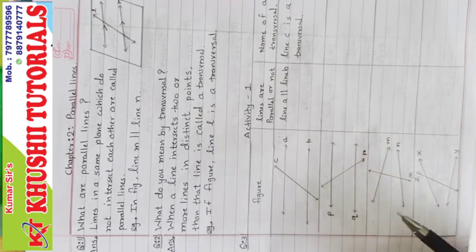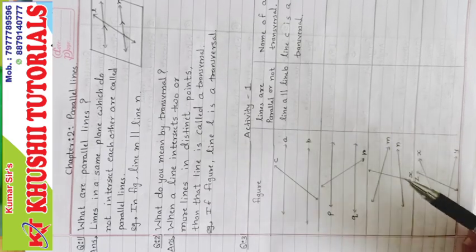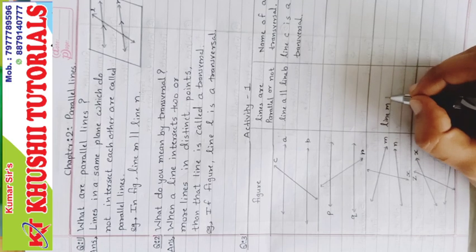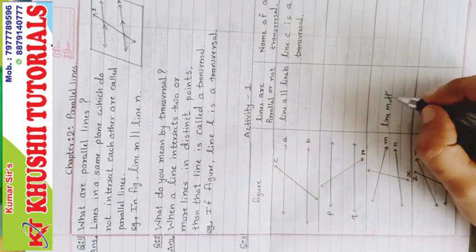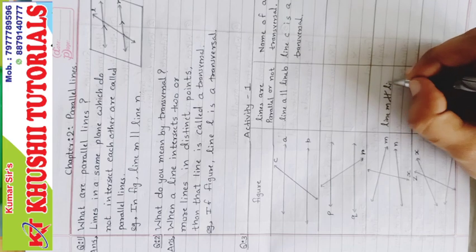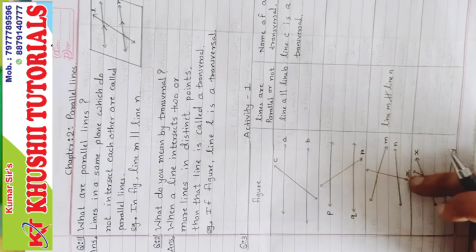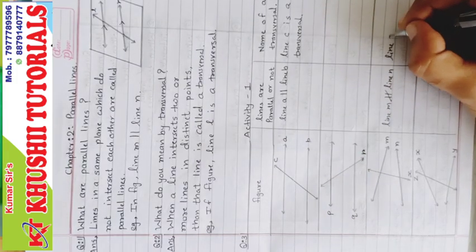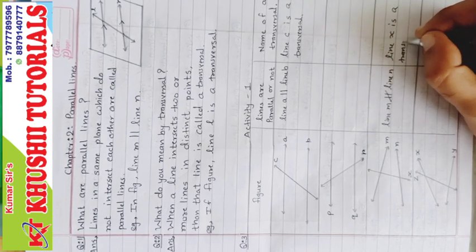Okay, the third one, line M and line N, but they are not parallel, correct? So we will write line M is not parallel to line N. Are you getting it? This symbol is for parallel, and when you cut it, it means not parallel. But still, line X is cutting these two lines, so it is called a transversal. So line X is a transversal.